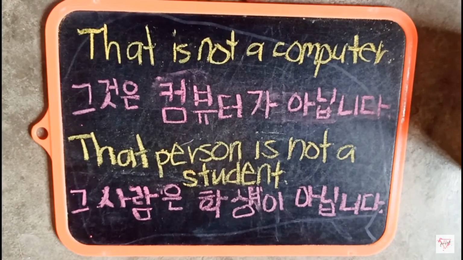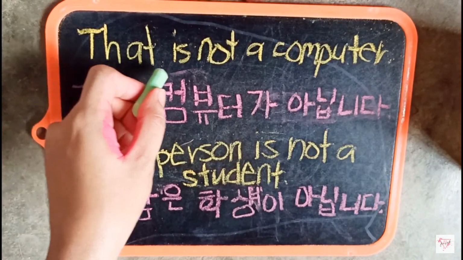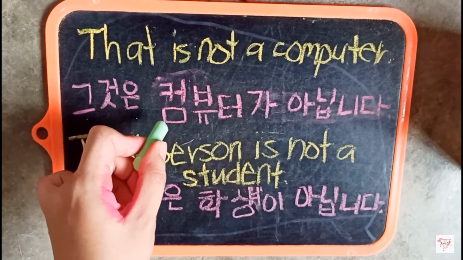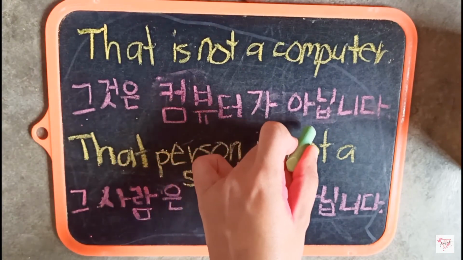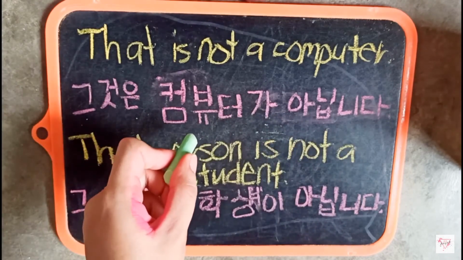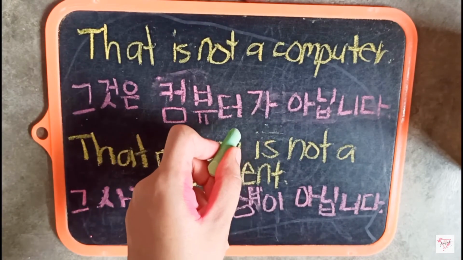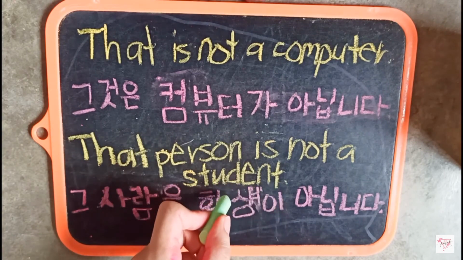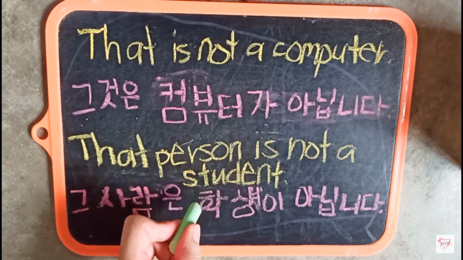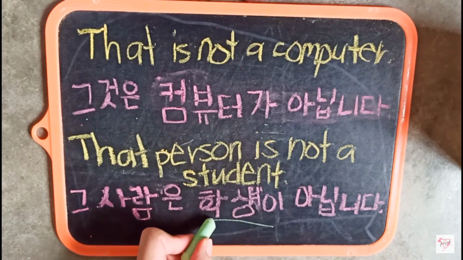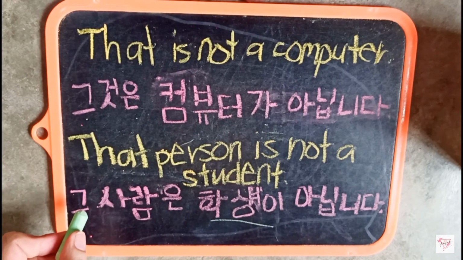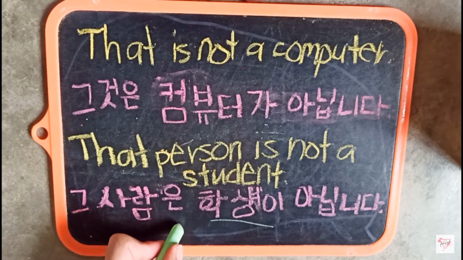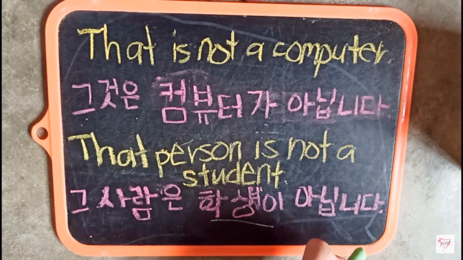Here are some more examples. That is not a computer. In Korean, Kugotun computoga animnida. Computer is computo in Korean. Next is that person is not a student. Student in Korean is hagseng. So in Korean, that person is not a student: Kusalamun hagseng i animnida.